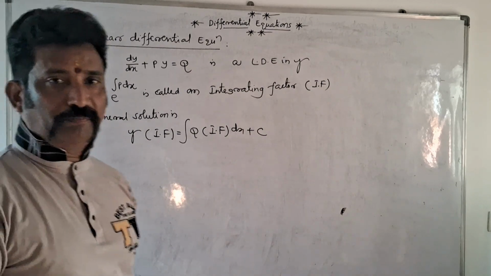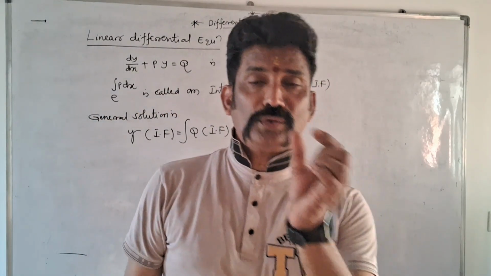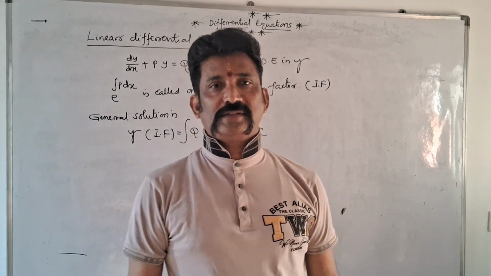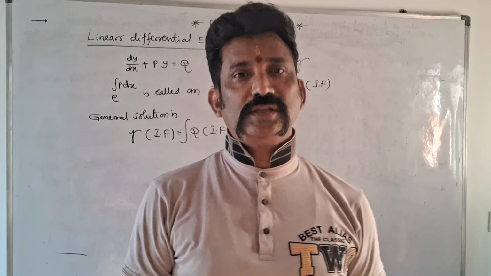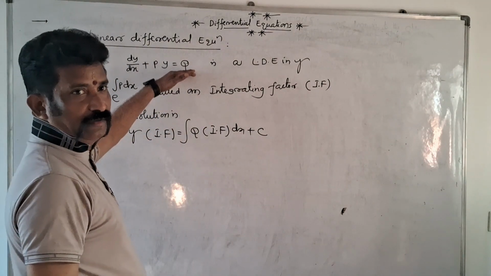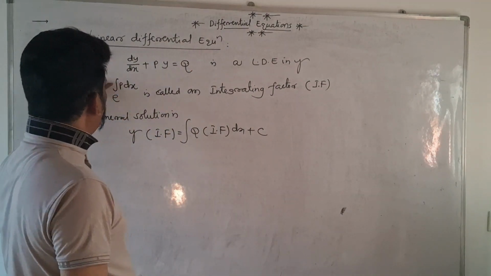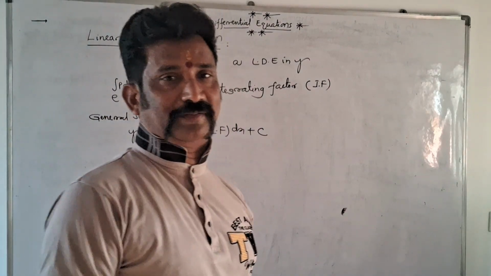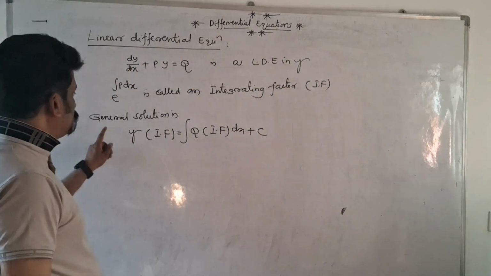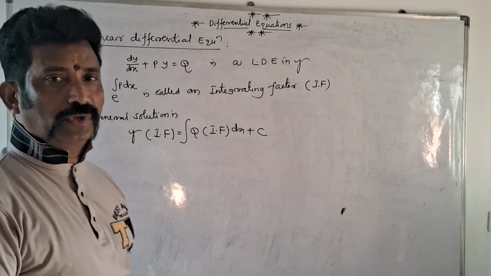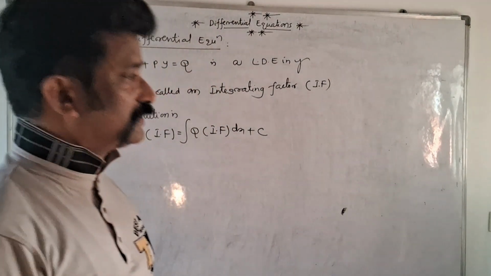Okay guys, if p comma q are continuous functions of x, then dy by dx plus py is equal to q is called a linear differential equation in y. So e to the power of integration p dx is called an integrating factor. So the general solution is y into IF is equal to integral q into IF into dx plus c.